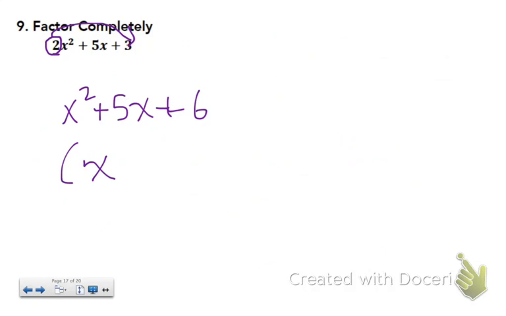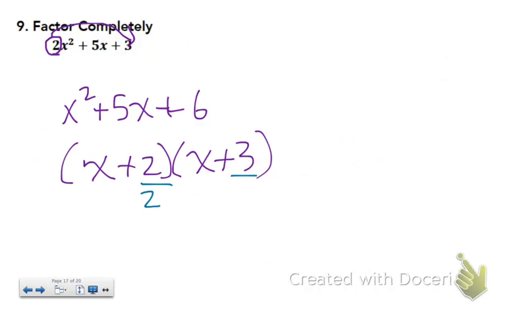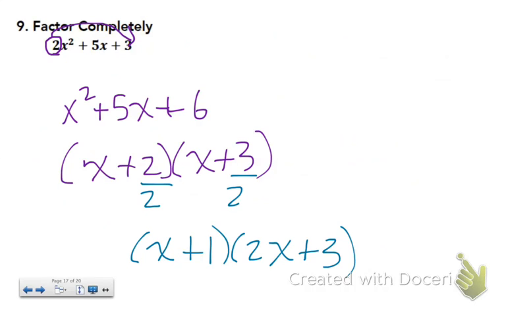Here I have a larger coefficient, so I have to slide and divide. If I take 2, slide it to 3, I get x squared plus 5x plus 6. That factors into x plus 2, x plus 3, and then I need to go back and divide by 2. So I end up with x plus 1, 2x plus 3.